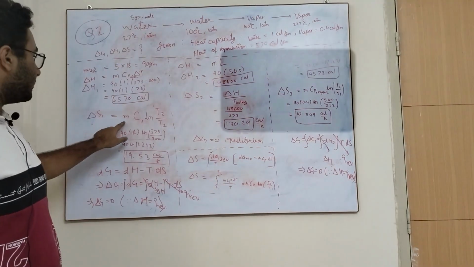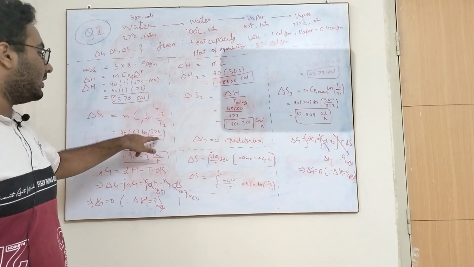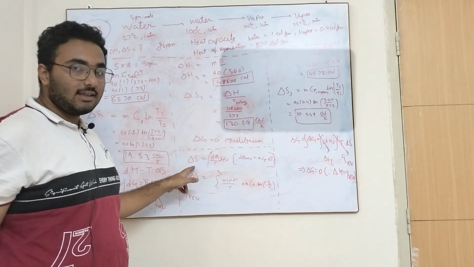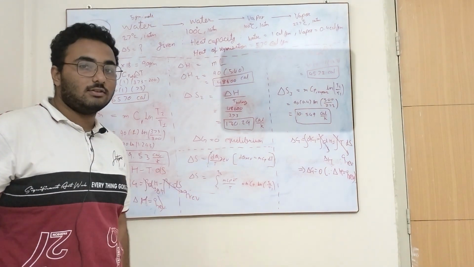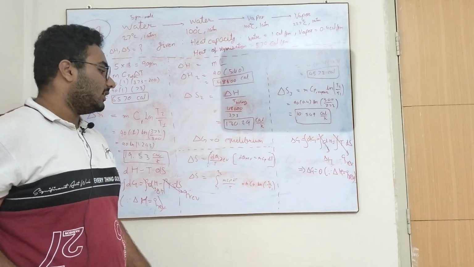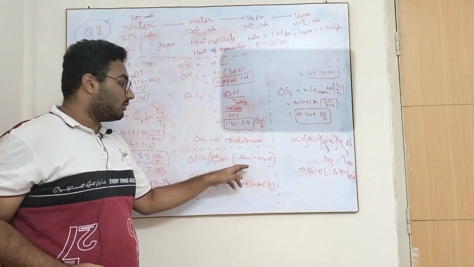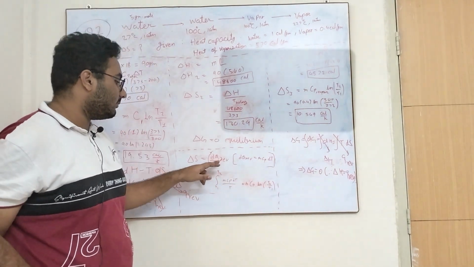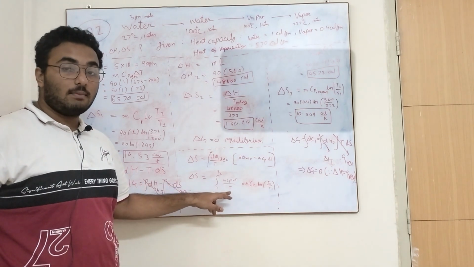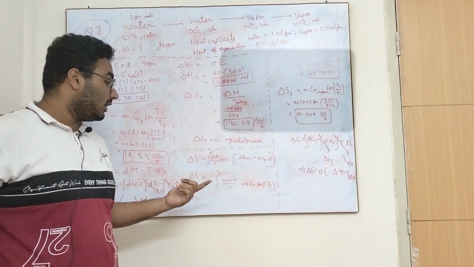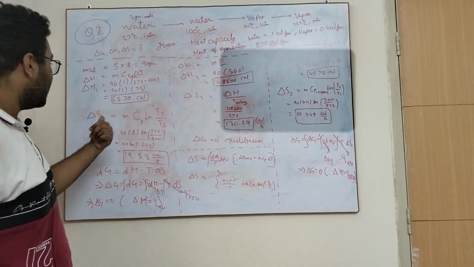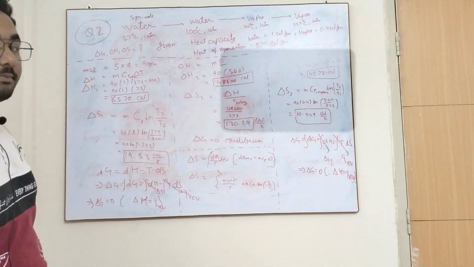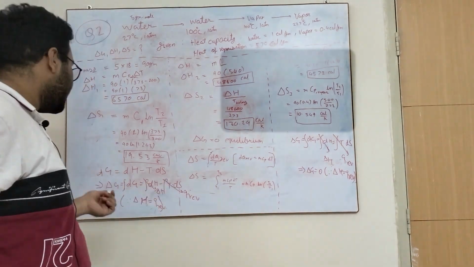Now for delta S, we use this formula, which is mCp ln T2 by T1. This could be derived from here, that delta S is equal to the integration from initial state to final state of dq by T. Now dq reversible is equal to mCp dT. Substituting the value of dq reversible here, we get mCp dT by T integrated from T1 to T2. That would give us the formula we are using here. So now substituting the values, we get 91.53 calorie per Kelvin.